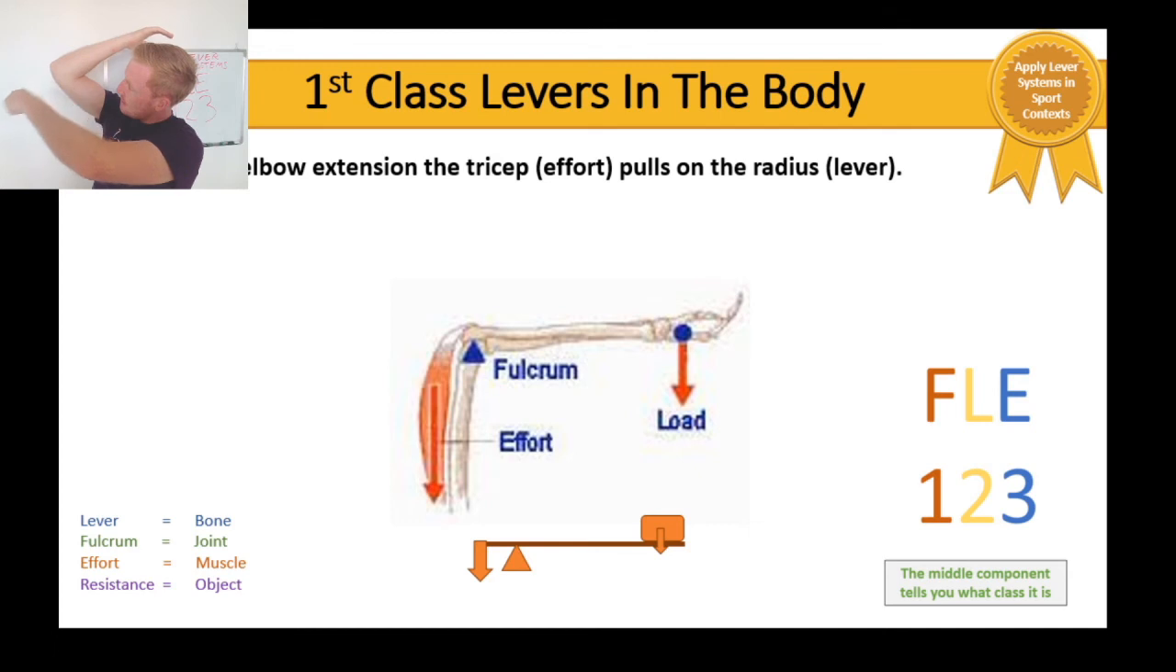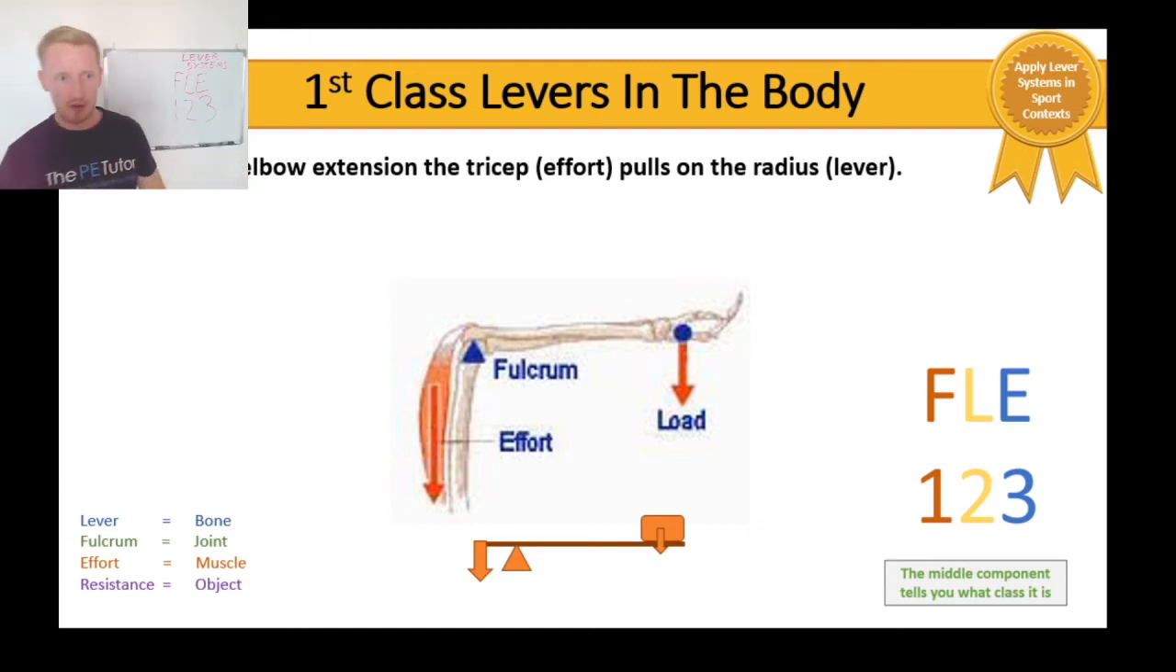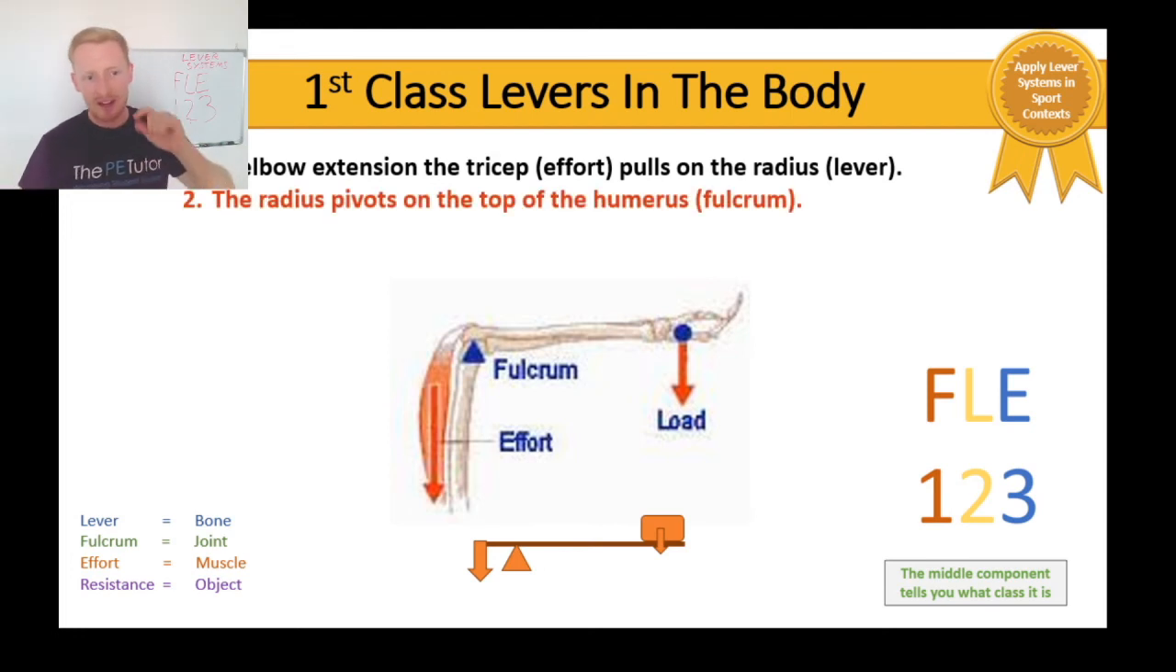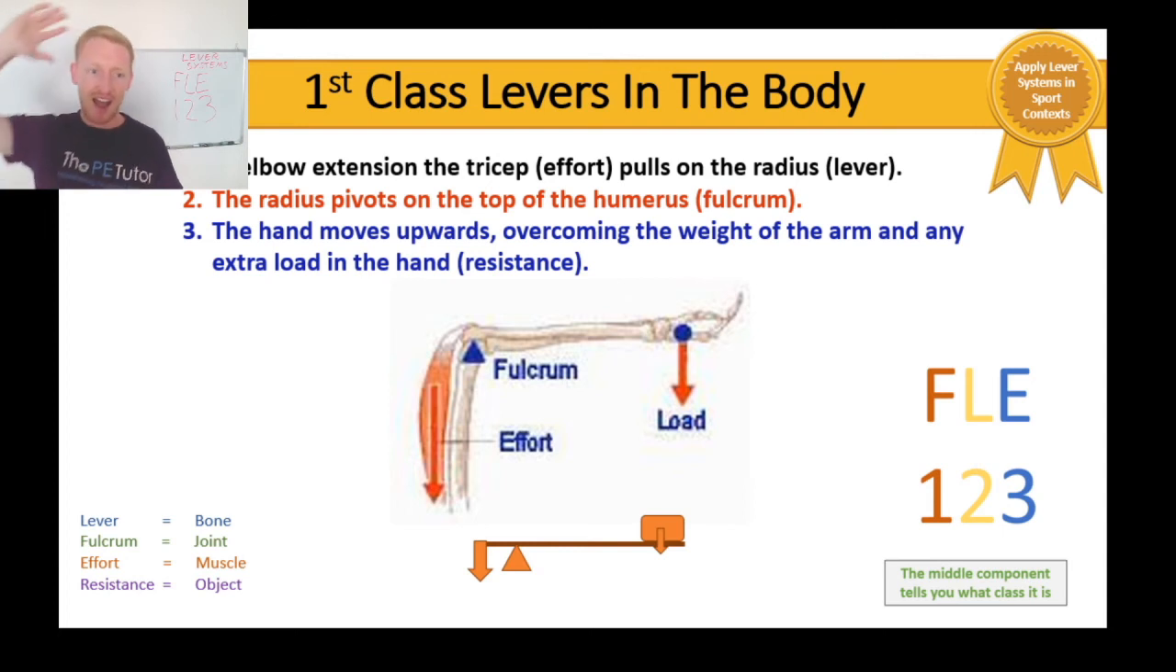Now this radius sits on top of the humerus, so it can then be pulled down and it extends. First class lever system. So an elbow extension: the tricep pulls on the radius, which pivots on top of the humerus, or the fulcrum, and the hand is able to move upwards. Now whatever you put in the hand is then the resistance.